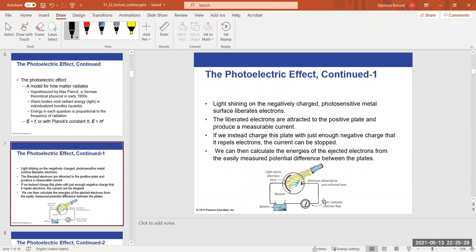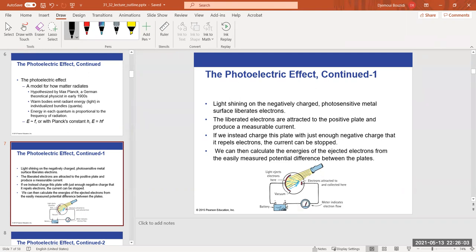So if you shine light that has the correct frequency, or at least some of its frequency is higher than a certain minimum frequency, you're going to free up electrons from the cathode that are going to be floating. Obviously, if you accelerate them with the voltage, they're going to start moving. If you apply a voltage in the opposite direction, you're going to stop them. So the electrons will emerge with a certain kinetic energy.